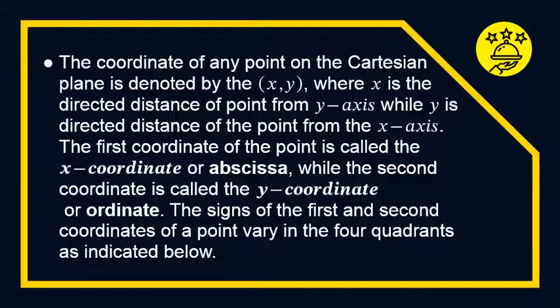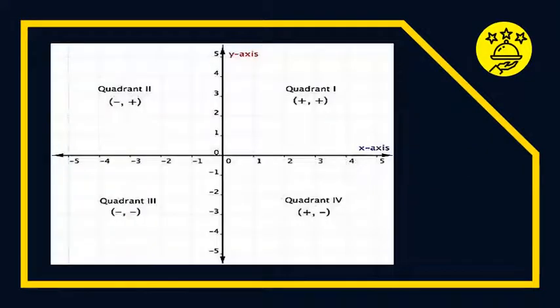The coordinate of any point on the Cartesian plane is denoted by (x, y), where x is the directed distance of the point from the y-axis and y is the directed distance of the point from the x-axis. The first coordinate of the point is called the x-coordinate or the abscissa, while the second coordinate is called the y-coordinate or the ordinate. The signs of the first and second coordinates of the point vary in the four quadrants as indicated below. We're going to count the quadrants counterclockwise.